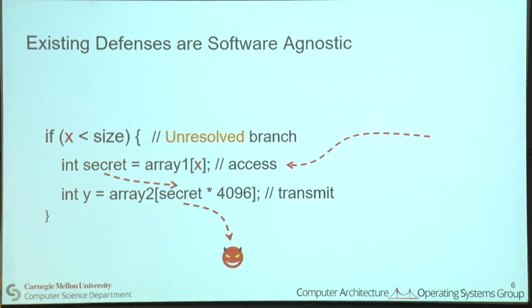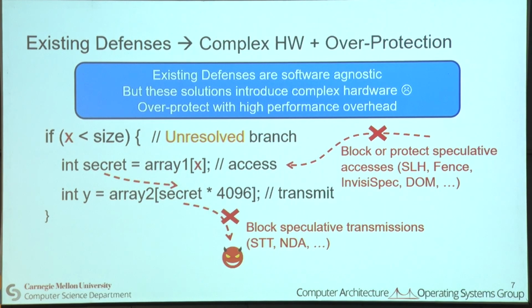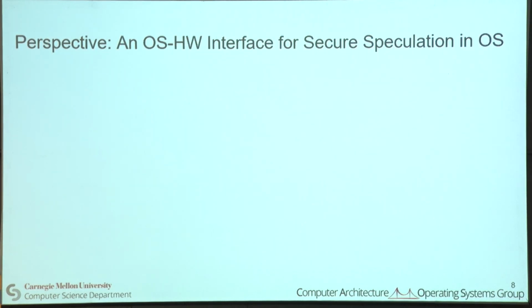Right now, there are two types of existing defenses. First, those that go after the speculative access. This is things like SLH or InvisiSpec. And in other cases, they go after the speculative transmission of data. This would be like STT. These defenses are code agnostic, which usually is very good for your architects. But this leads to either having complex hardware to implement these fixes or requiring a large overhead due to overprotection. So in this work, we present Perspective, an OS hardware interface for secure speculation in the operating system.